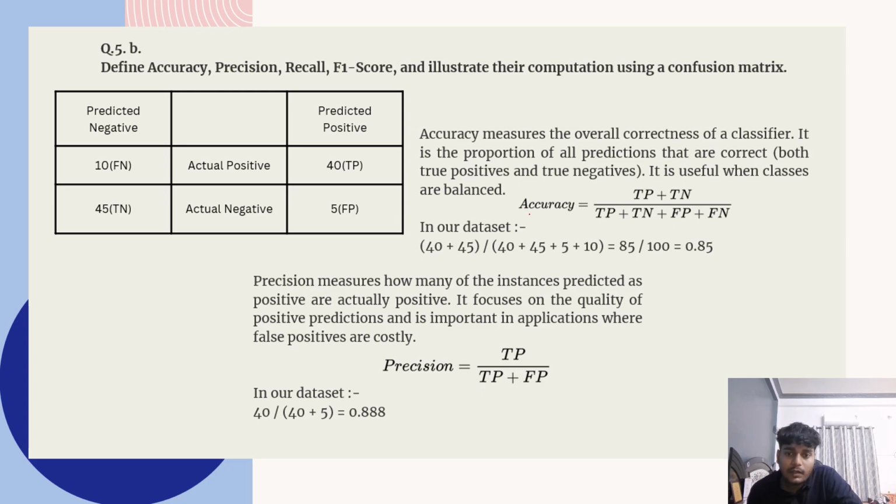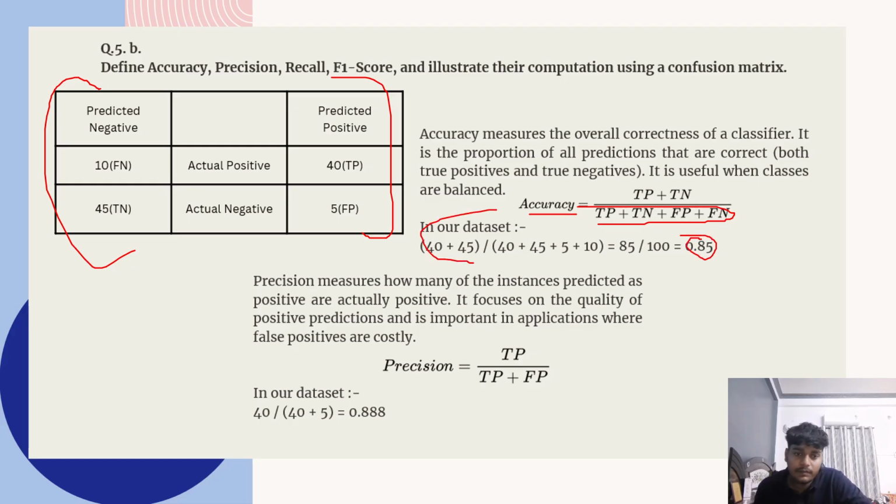The formula for accuracy is TP plus TN divided by TP plus TN plus FP plus FN. In our data set, we have taken this table with predicted negative and predicted positive, and actual positive and actual negative. When we apply this formula, the accuracy comes out to 0.85.